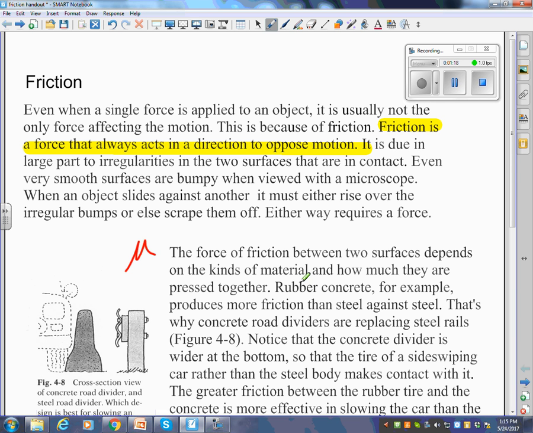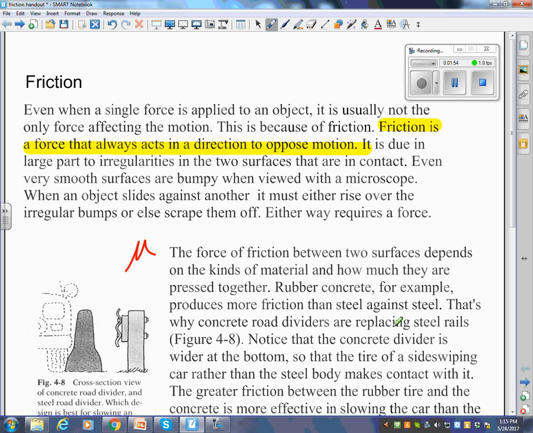Rubber and concrete, for example, produce more friction than steel against steel. That's why concrete road dividers are replacing steel rails. Now, you don't see this a whole lot anymore. Back in the 70s and early 80s, that's when this first started to happen. There are still remnants of this. If you think about country roads, gravel roads, bridges on lesser secondary and third roads, you will see these kinds of guardrails. Can you think of a bridge like that? Usually they're really old. Most major highways now have these kinds of dividers, and this is why.